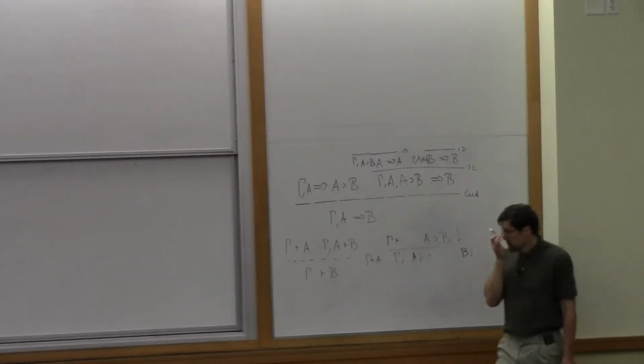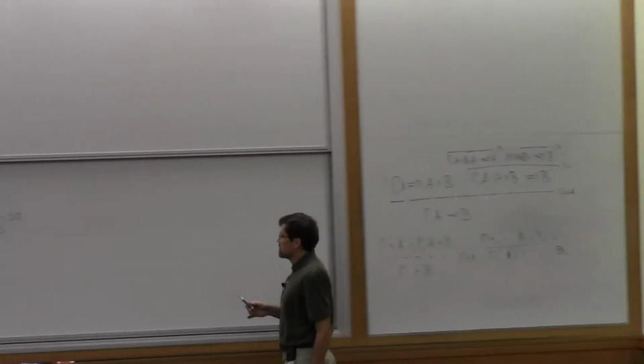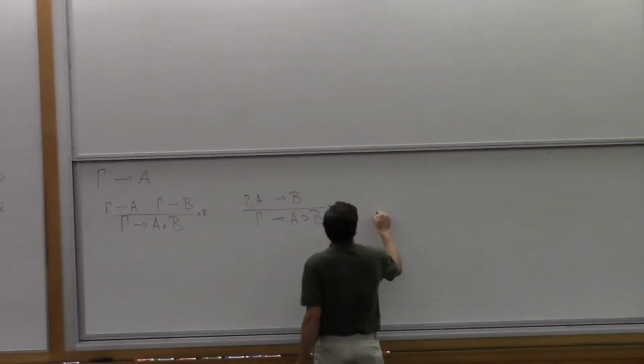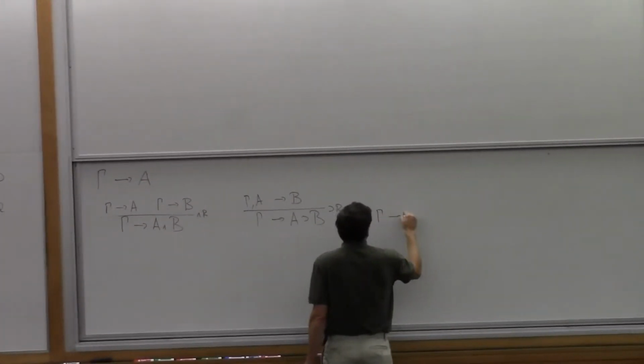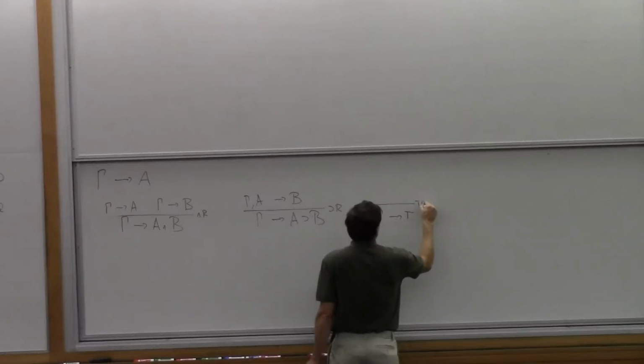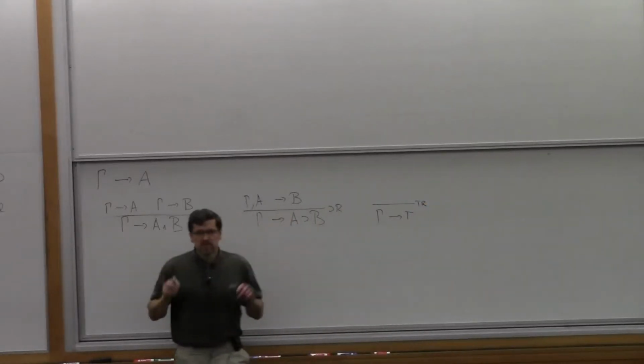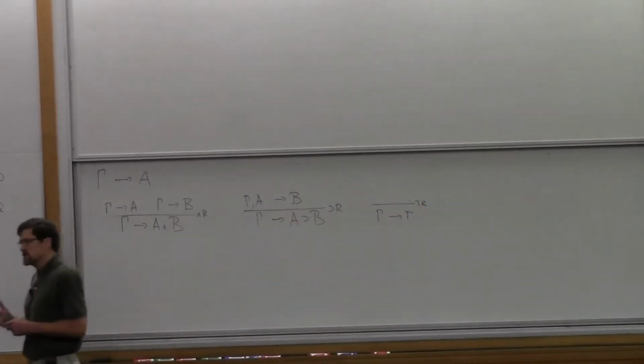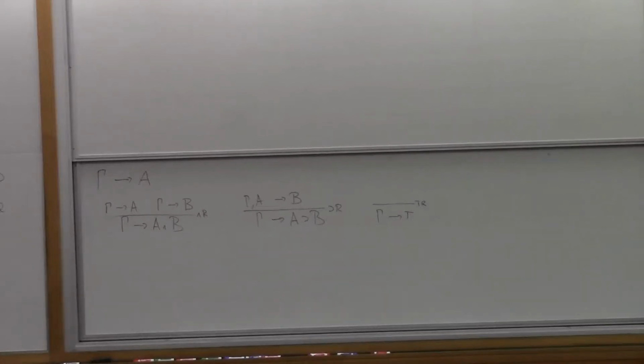Okay, so let me move forward here. The other right rule we have would be this. It's invertible, which means that if we see true, top, on the right, we can apply this rule. We never have to look back because our proof is finished.